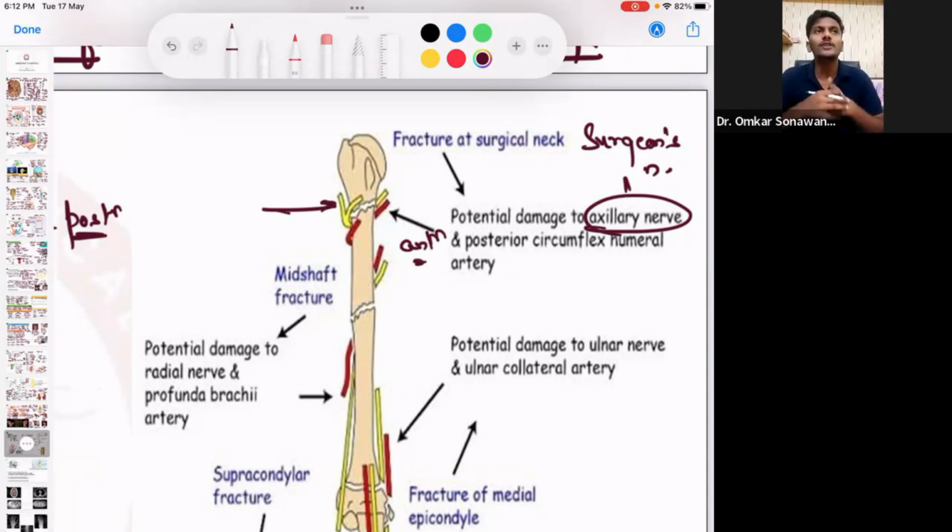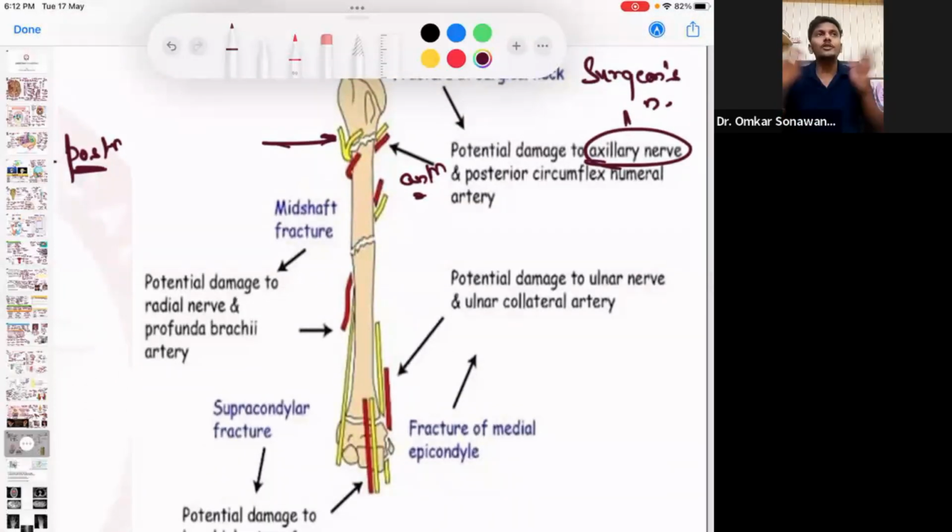These are branches of the third part of the axillary artery. ठीक है. Axillary artery is divided into 3 parts by which muscle? Pectoralis minor. The axillary artery is divided into 3 parts by the pectoralis minor muscle. कोई दिक्कत नहीं है इसमें.